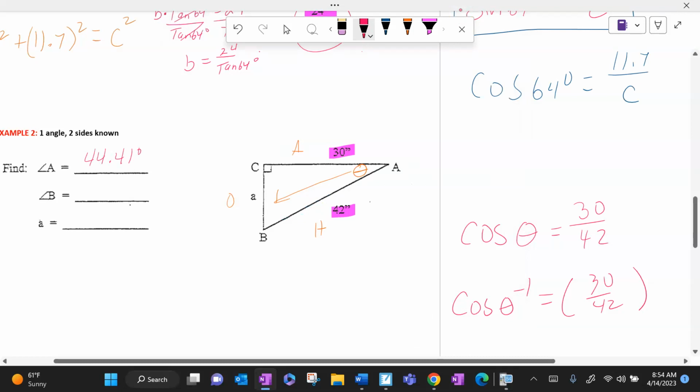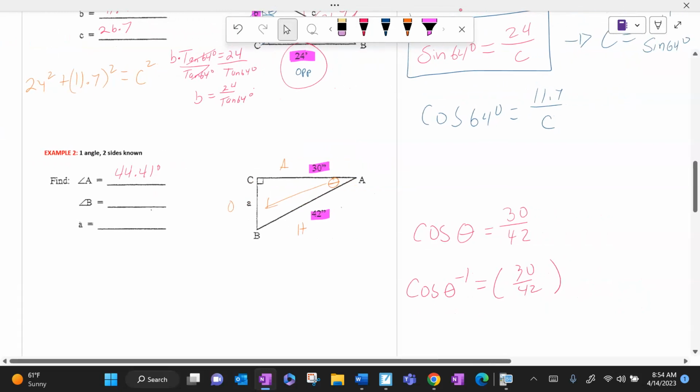Now, it doesn't say to use certain rounding rules in this. If it did, we'd have to make sure we're careful here. We're going to leave it as exact. I don't think I'm going to torture you and do degrees, minutes, seconds, so you're welcome. But for now, we're just going to call it 44.41.